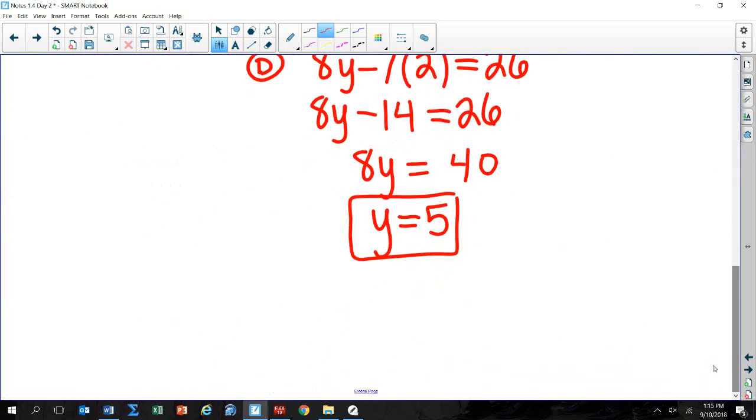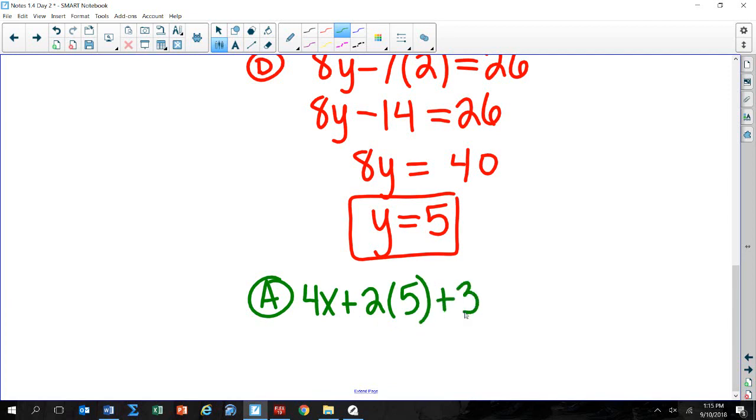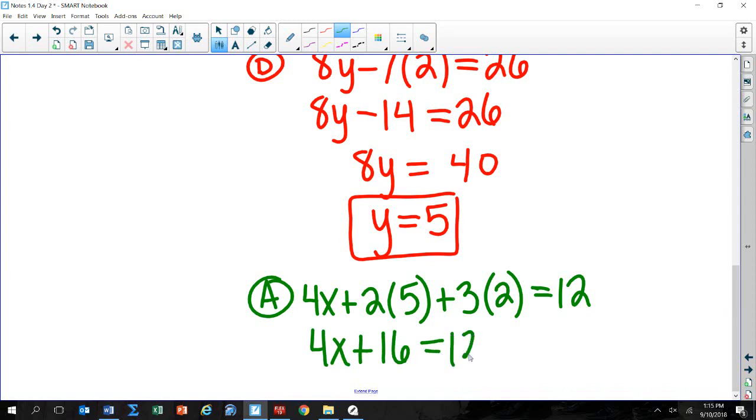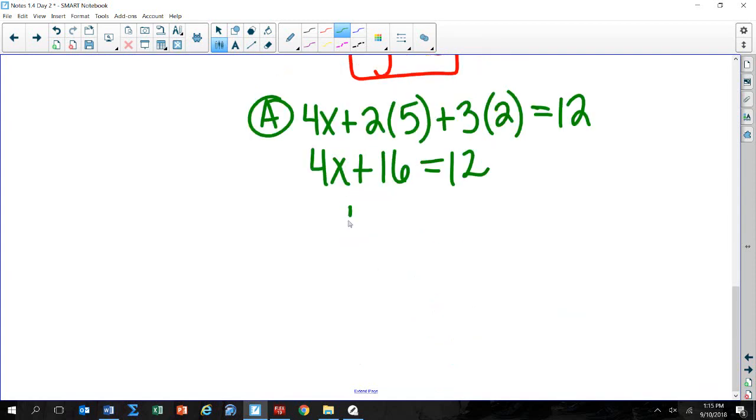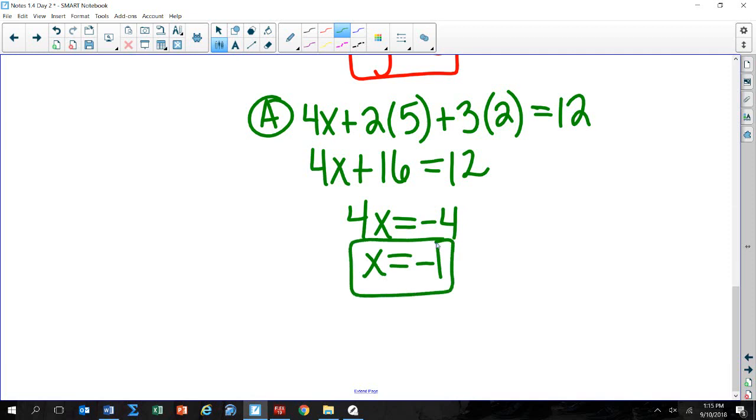So now I'm going to find X. Let's just plug it into A. So what do I got? I've got 4 times X plus 2 times Y, which Y is 5, plus 3 times Z, and we said Z was 2, equals 12. So we have 4x plus, this is 10 plus 6, 16. 4x equals negative 4 if I subtract 16 on both sides, that's x equals negative 1. There you go, there's your 3 variables.